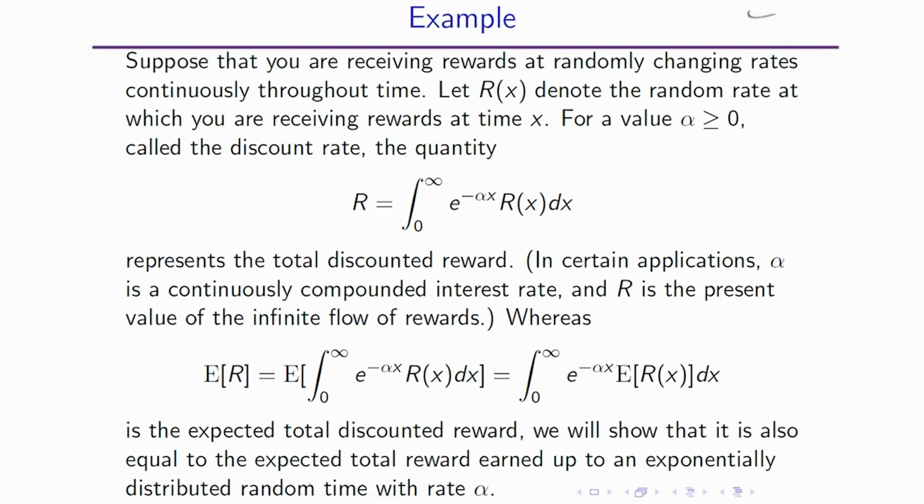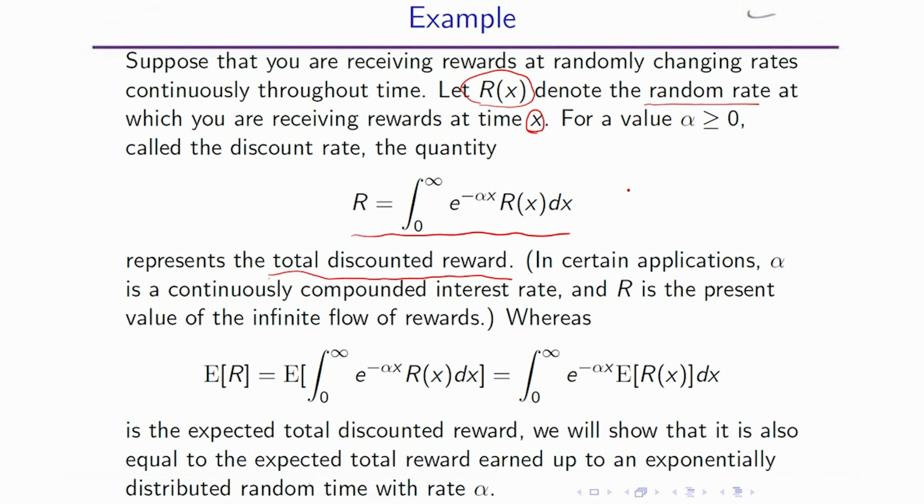Example. Suppose that you are receiving rewards at randomly changing rates continuously throughout time, and we let R(x) denote the random rate at which you are receiving rewards at time x. So x represents time, and R(x) represents the random rate, so R(x) is essentially random. Now we let the quantity R be the integral from 0 to infinity of e^(-alpha x) R(x) dx. This is called the total discounted reward.